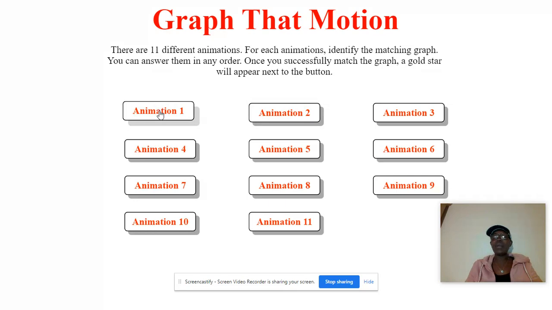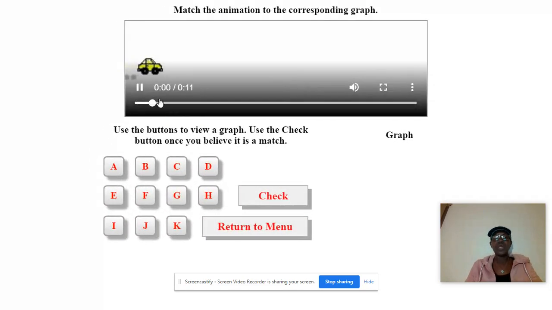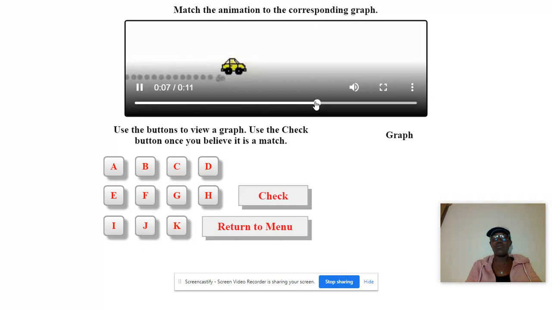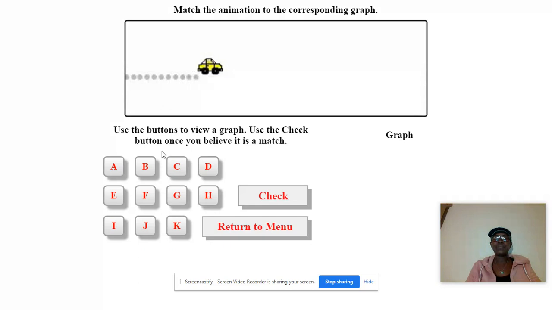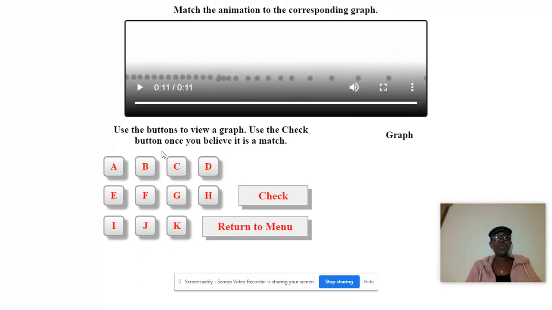So let's look at one animation. This is animation 1. You're going to watch the video. And as you watch the video, pay close attention to what it's doing. Let's start that video back over. The car is moving. Then it stops. It's at rest. Remember the horizontal line. And now the car is moving again. So we need to find the graph that matches the video we just saw. So let's click A, B, C, D, and we're clicking A through K because any one of these graphs can match the picture we saw.